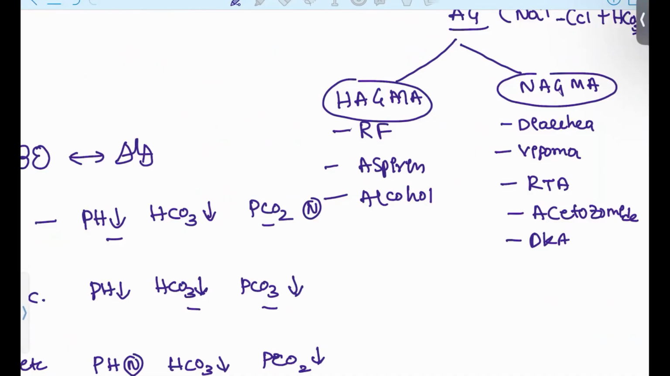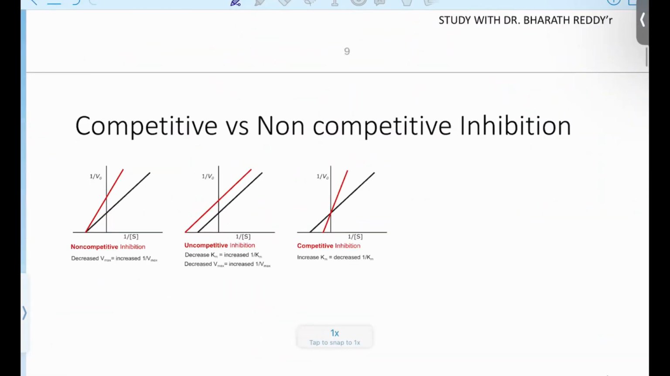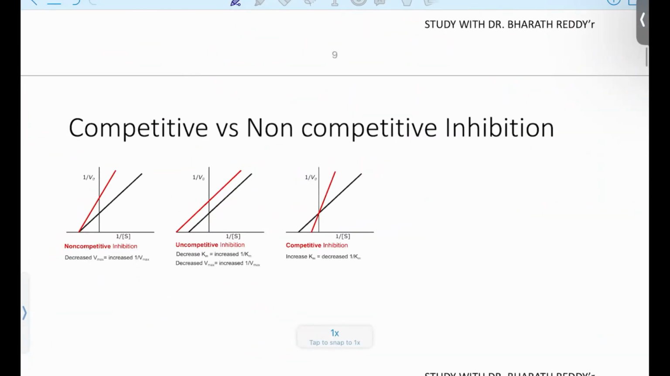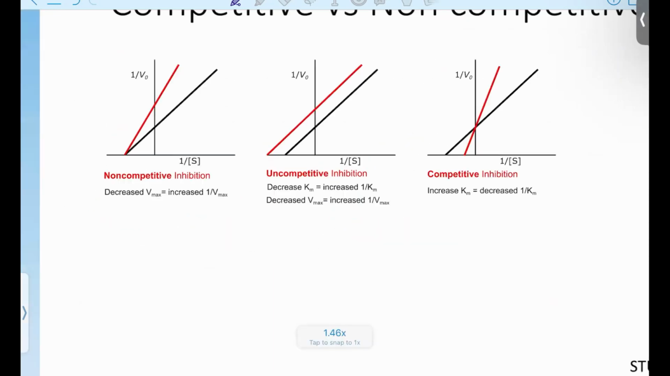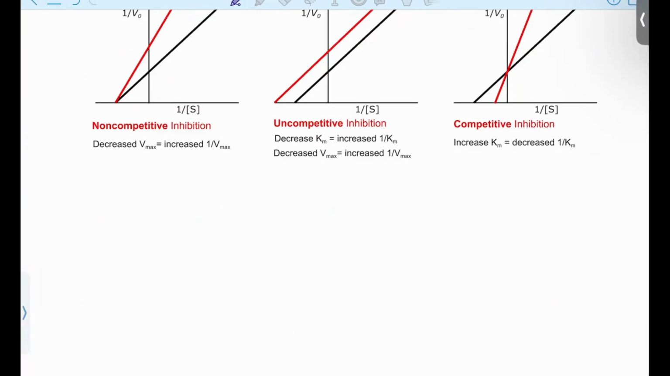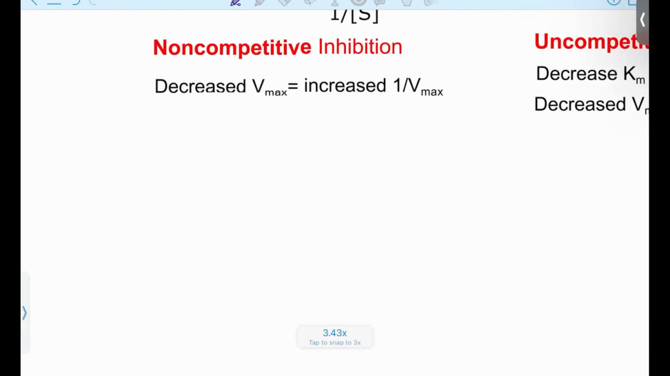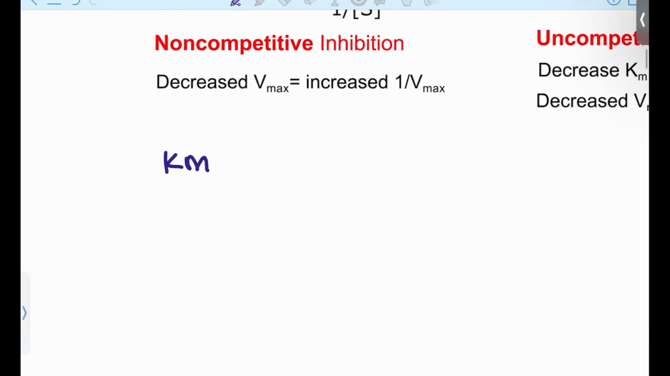Next, the competitive versus non-competitive inhibition. This can be asked in biochemistry and pharmacology also. Let's see what the Km and the Vmax values are. At least you have to remember. In non-competitive inhibition, the Km value will have no change, whereas your Vmax will be decreased.